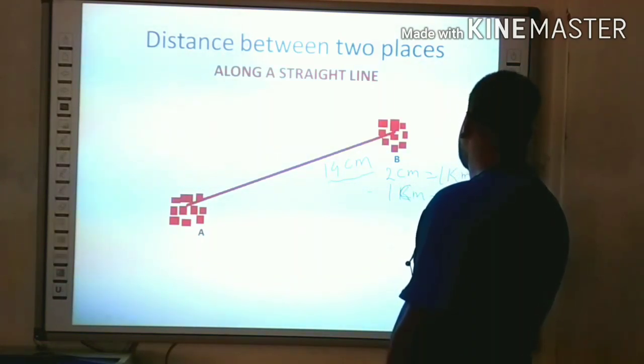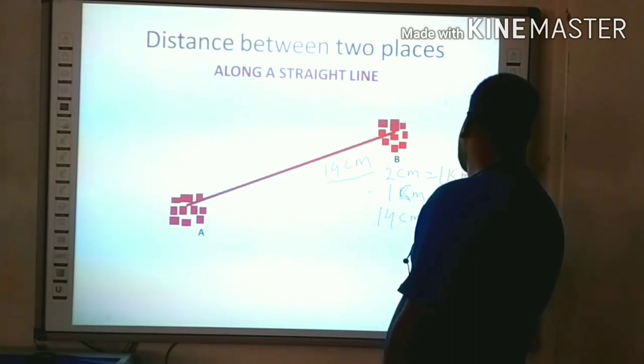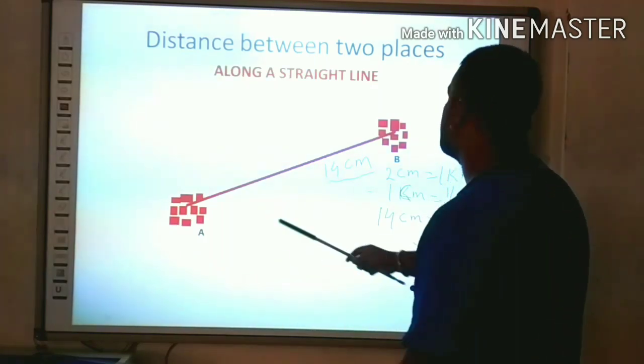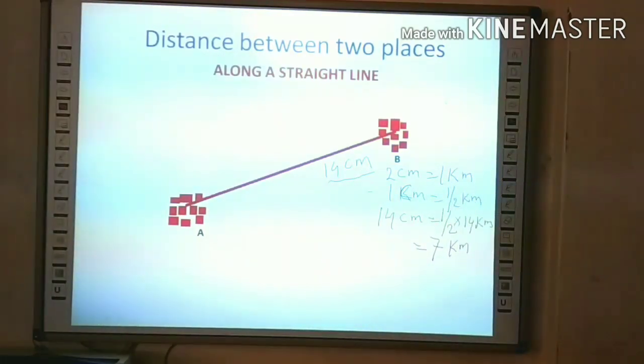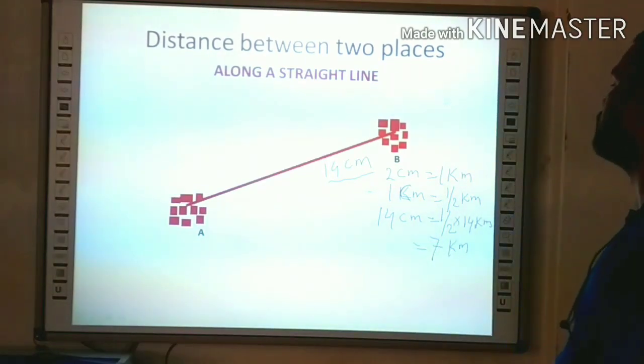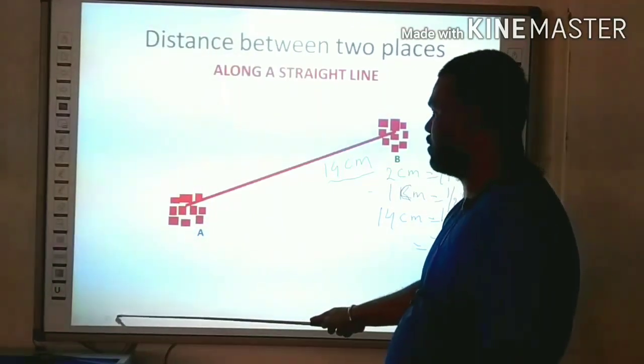So 14 centimeters will be equal to half into 14 kilometers. What will be your answer? Your answer will be 7 kilometers. Now the distance between settlement A and settlement B along this cart track is 7 kilometers on the actual ground.